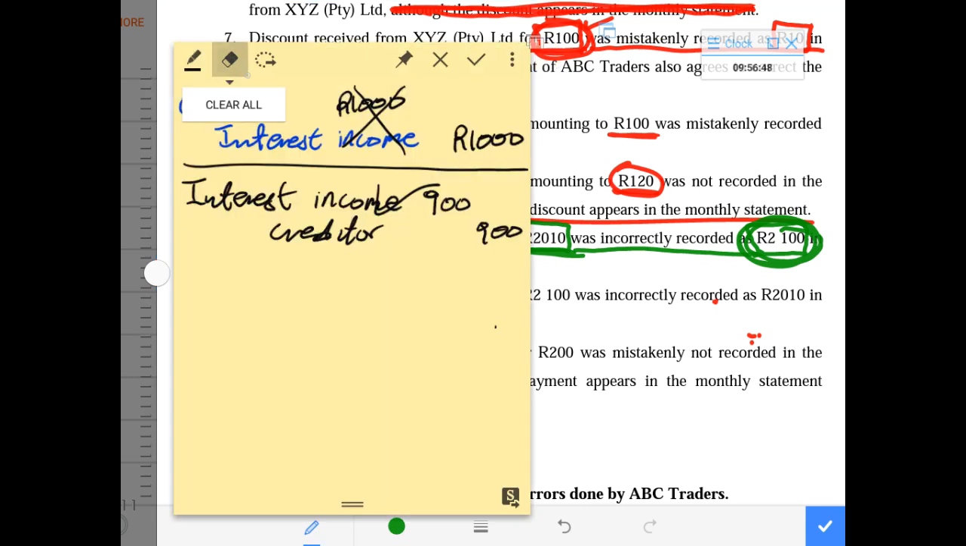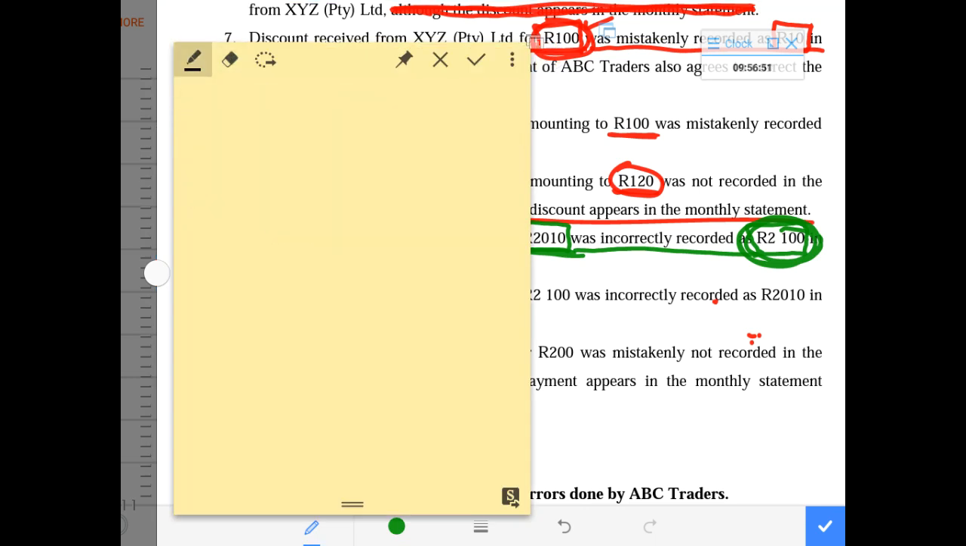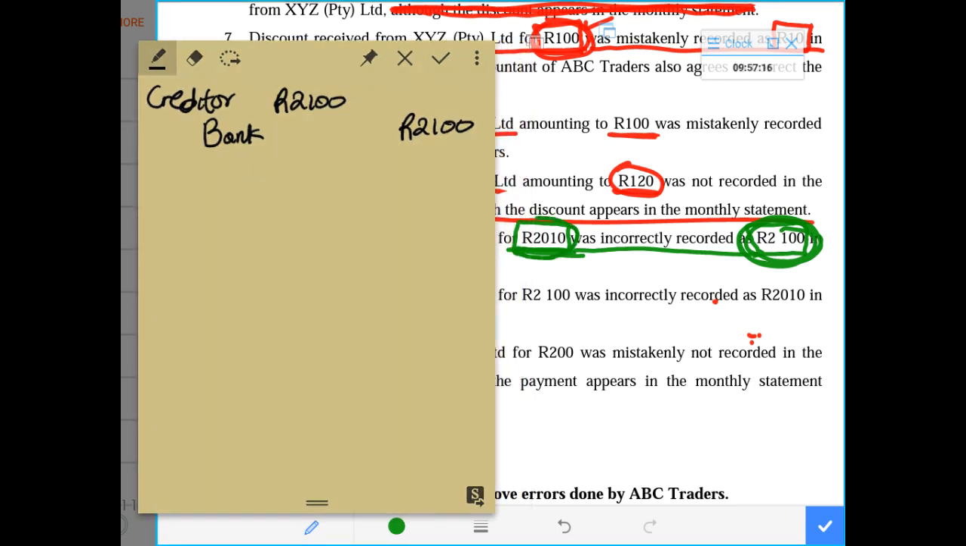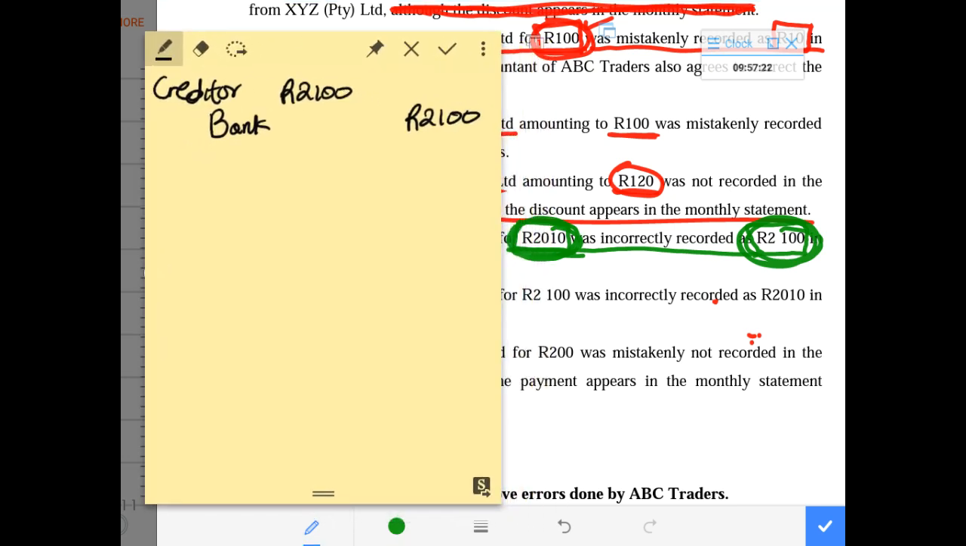Let us check how this entry was recorded first. Remember, this is a payment. So when we pay, our creditor will decrease on the debit side. So we would have said debit creditor 2,100 and credit our bank, because this is a payment in the form of cash. Therefore, this will be 2,100. And we say the correct amount is supposed to be 2,010, not 2,100. So now that means our creditor has been over decreased, and also our bank has been over decreased.